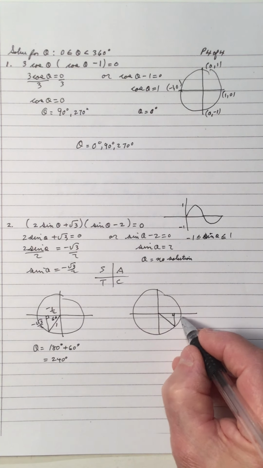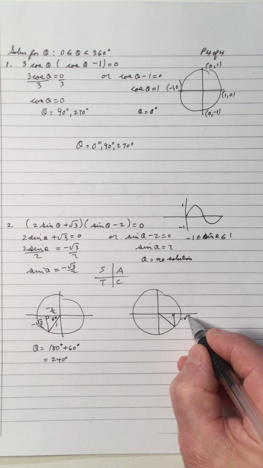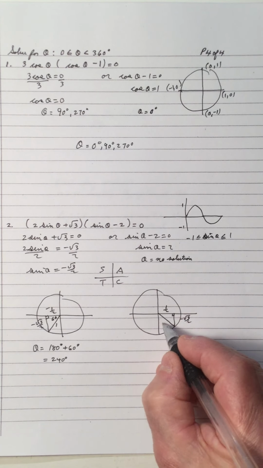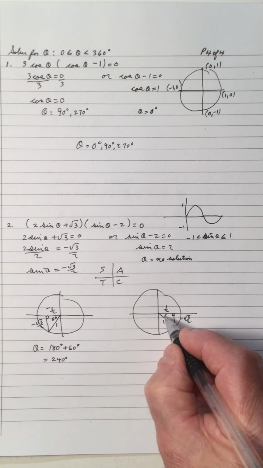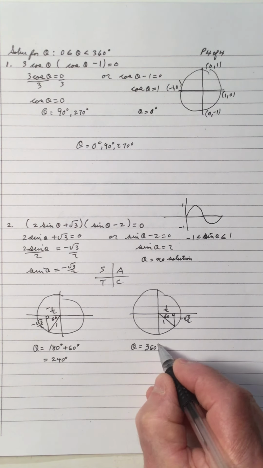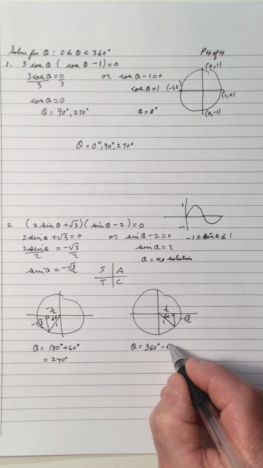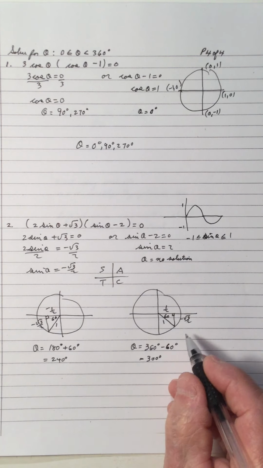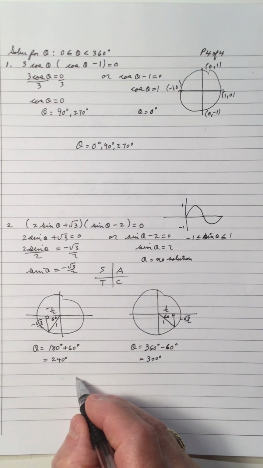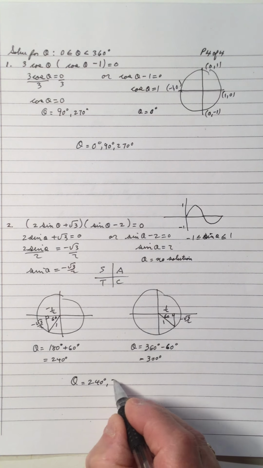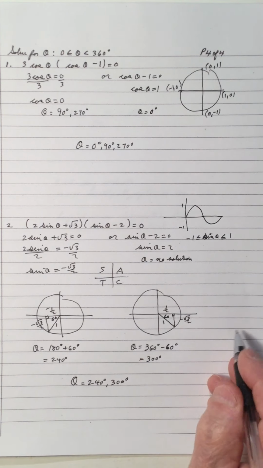And in this one, again, sine is negative root 3 over 2. X is half because it's positive. Hypotenuse is 1, but the reference angle is still 60. In quadrant 4, it's 360 minus the reference. And so it's 300 degrees. So we got no solution here. So the solutions for this problem are 240 and 300.